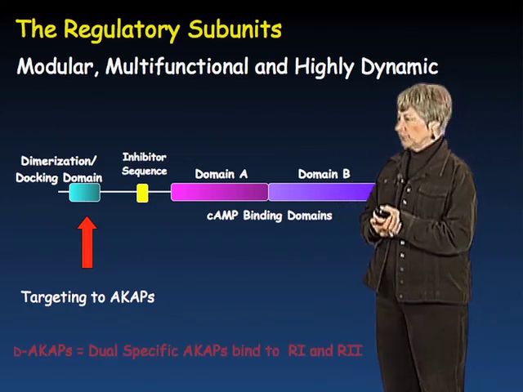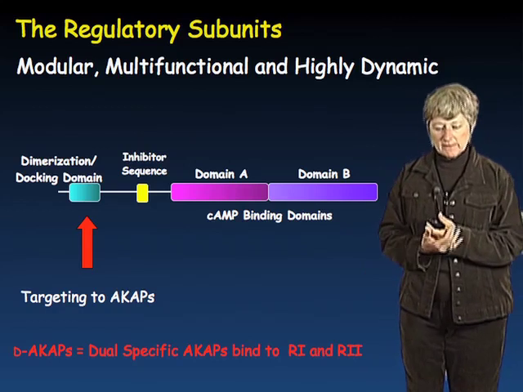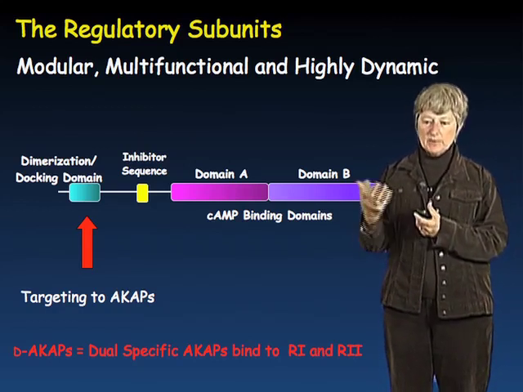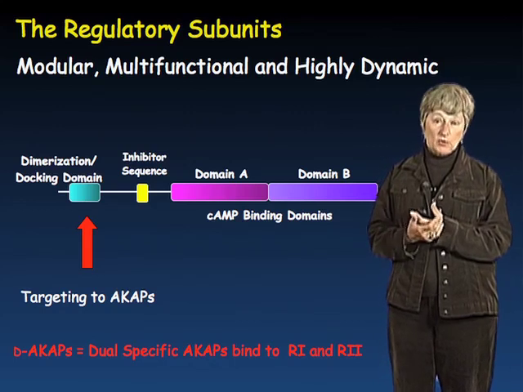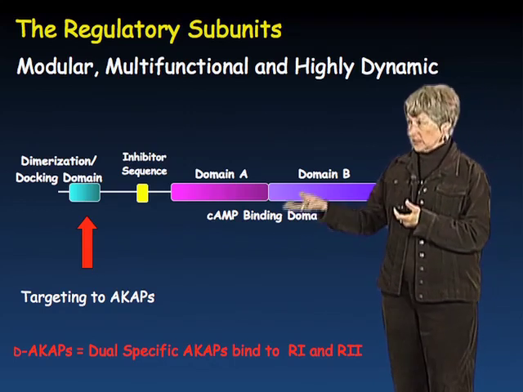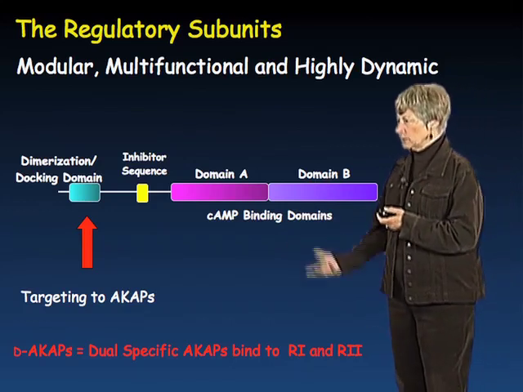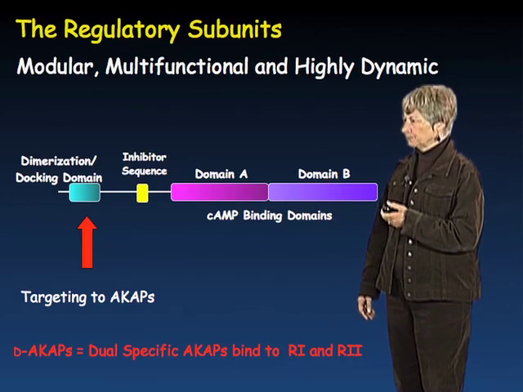And we've looked in particular at dual specific AKAPs. Most AKAPs bind to the R2 subunits. They bind with very high affinity in the nanomolar range to R2 subunits. There are some that bind to both R1 and R2 subunits, and those we call dual specific AKAPs or DAKAPs.